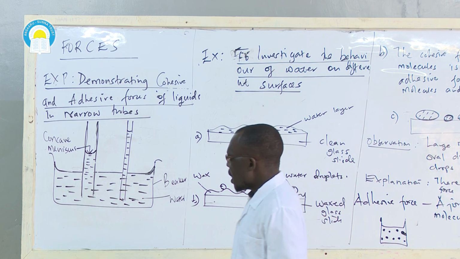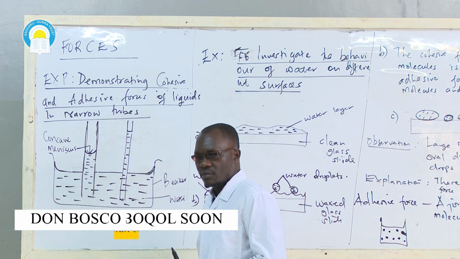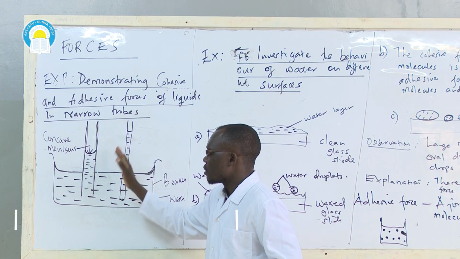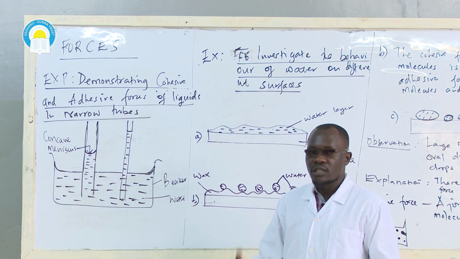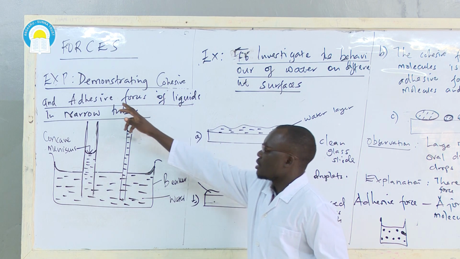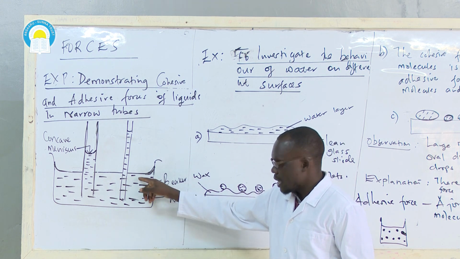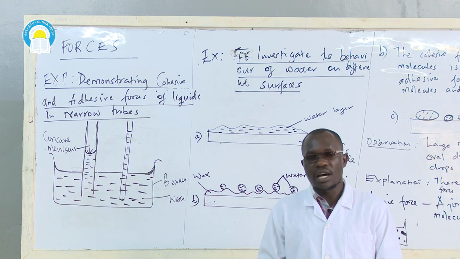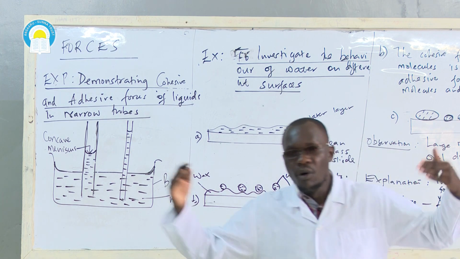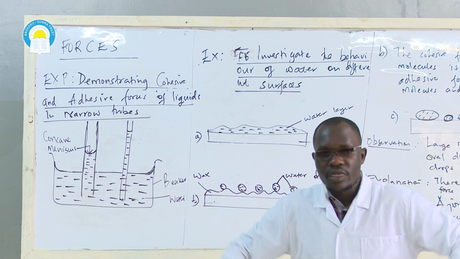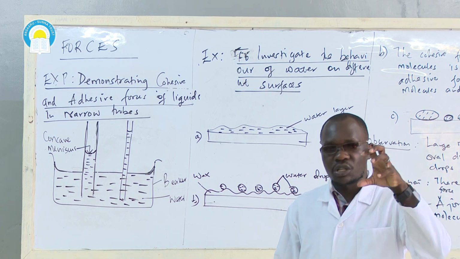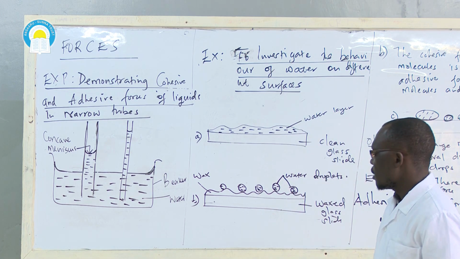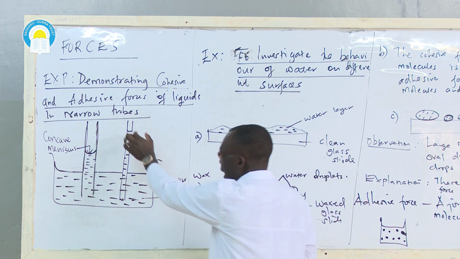Now, what is causing this? Why is the water rising up the tube? Why is the level of the liquid higher in both tubes compared to the level outside? It is caused by the cohesive and adhesive forces. Here we have more adhesive force than cohesive force. So the molecules of the water are experiencing a force of attraction more to the container compared to within themselves. There is a great force of attraction between the molecules of the water and the molecules of the glass tubes.